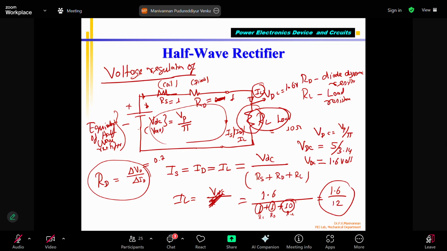So the dynamic resistance can be computed using this. Generally, it is going to remain constant because VD will be around 0.7, and unless in some extraordinary cases, it doesn't change.